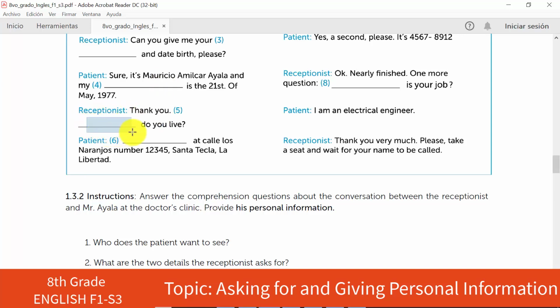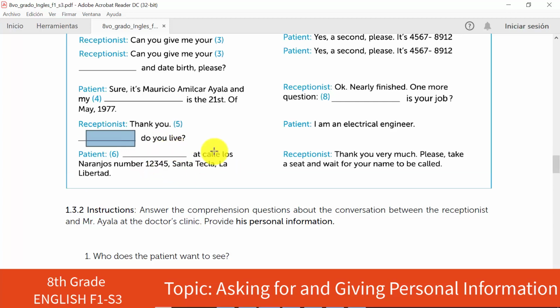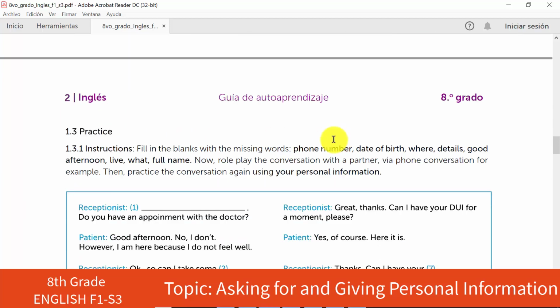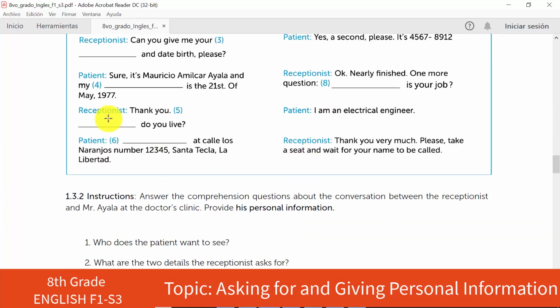Y otro espacio. ¿Qué ponemos aquí? Do you live? Pero yo me acuerdo que aquí arriba había una pregunta parecida a esa. Mire. For example, in number 3, where do you live? Y es lo mismo que dice aquí, mire, where. Entonces voy yo y aquí abajo pongo where do you live?